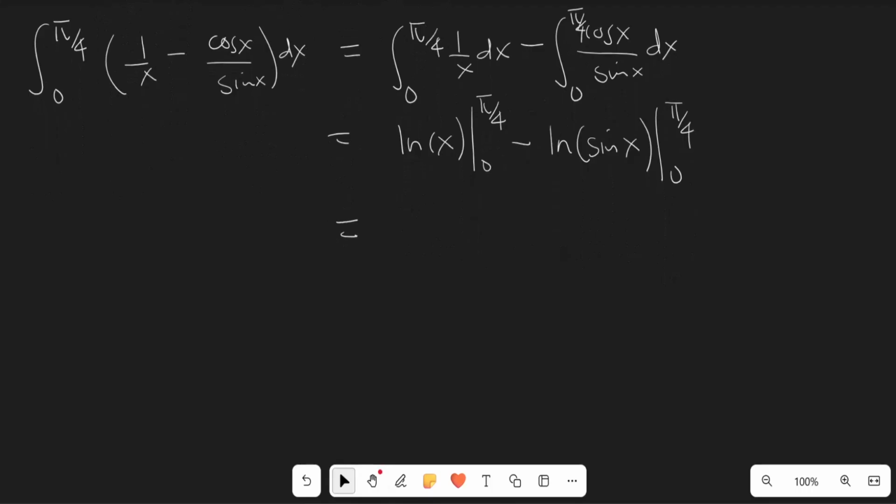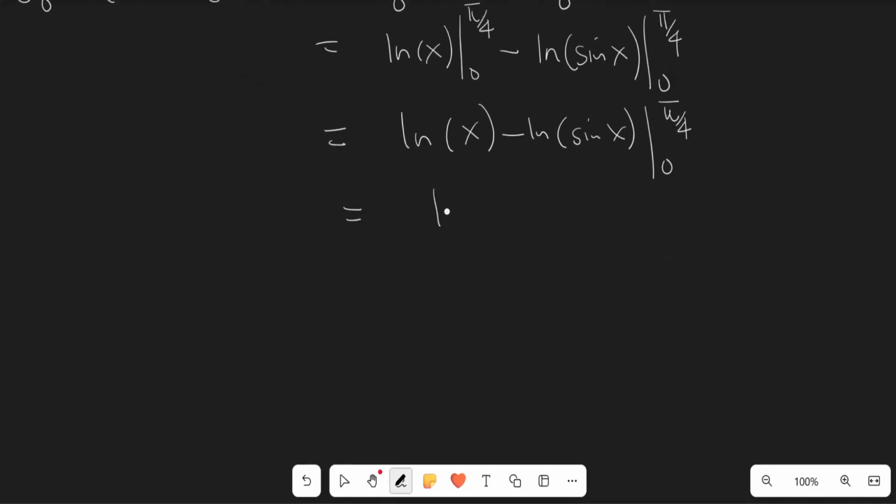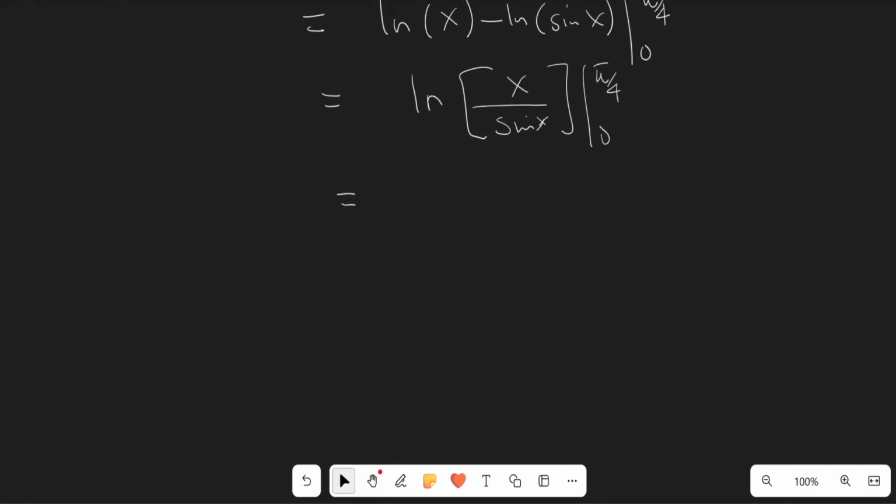So with this one, I can actually put them together like this: natural logarithm of x minus natural logarithm of sine of x, integrating that from 0 to pi over 4, and using the laws of logarithm, this can be combined into the natural logarithm of x over sine of x from 0 to pi over 4. So we can now plug in our limits.